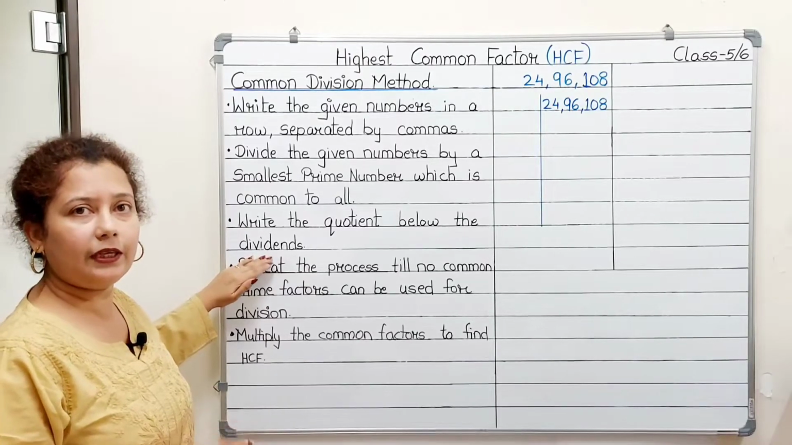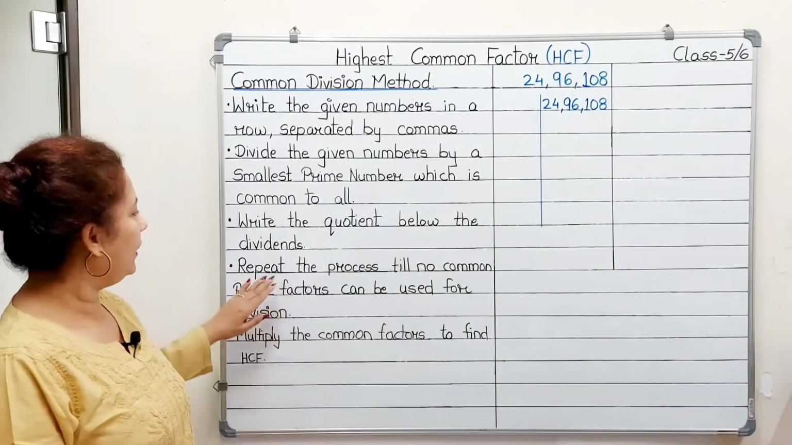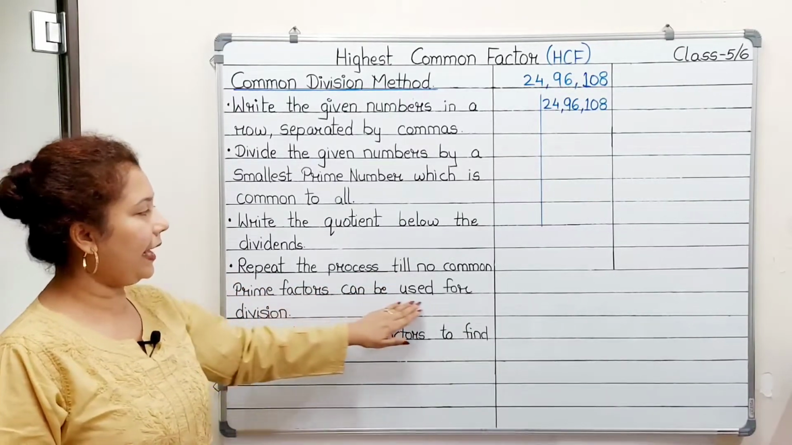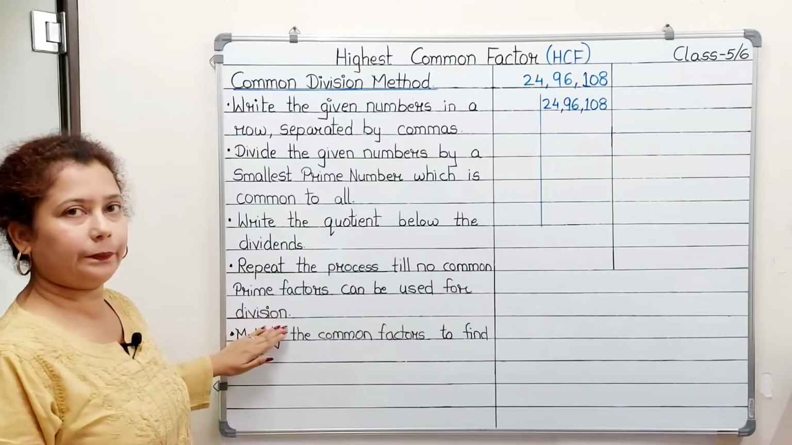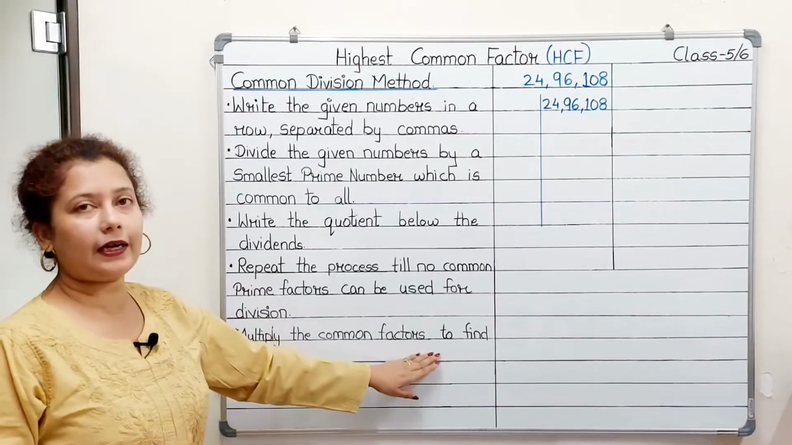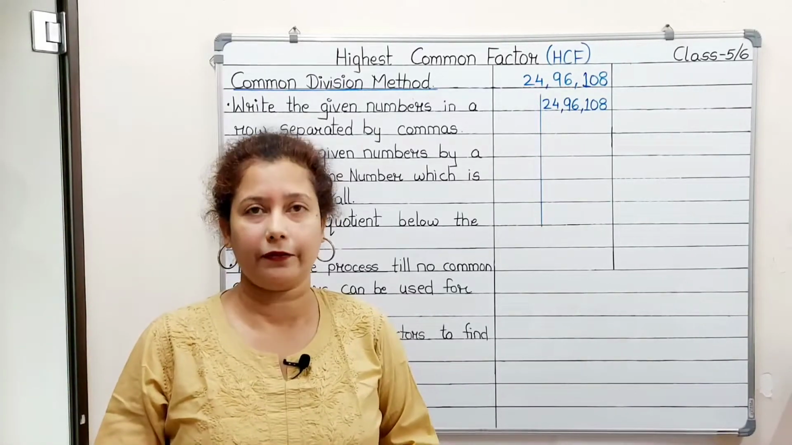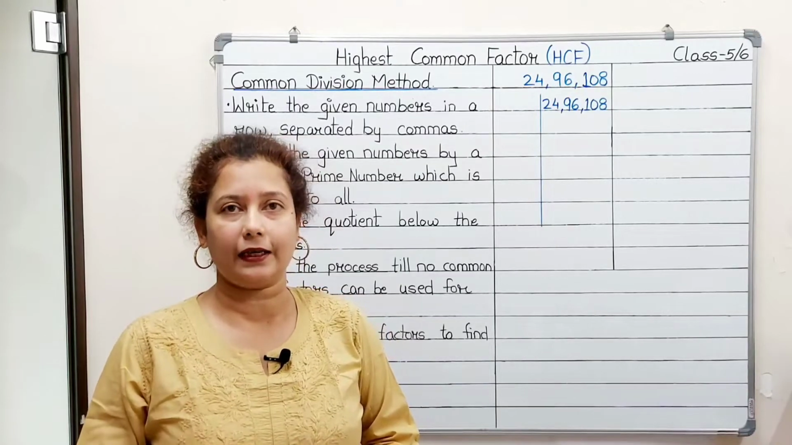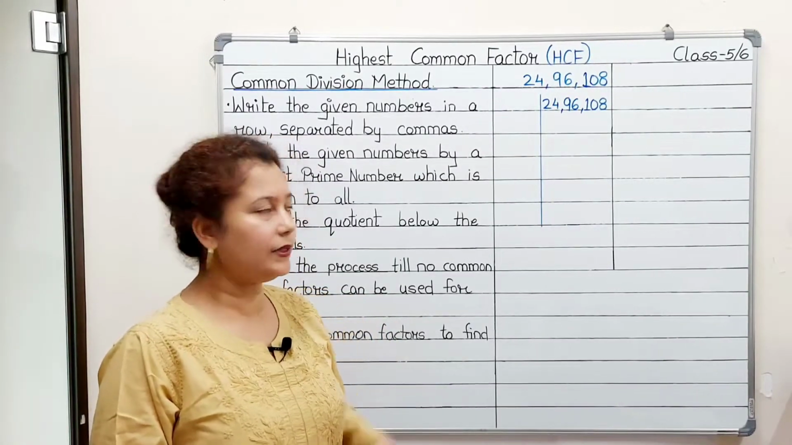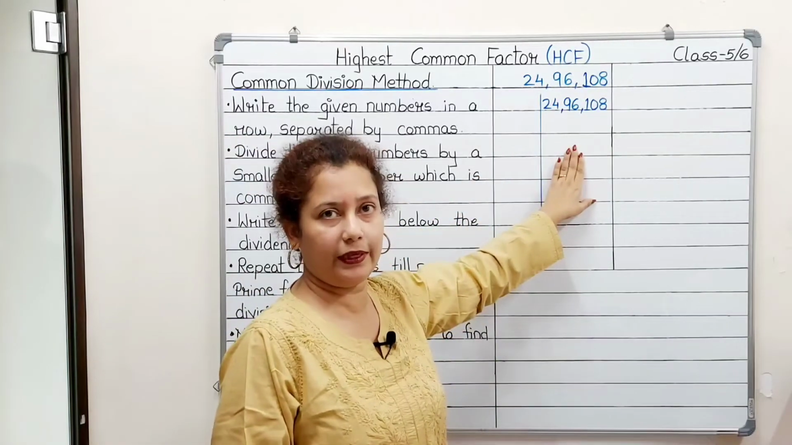This step is similar to the prime factorization division method. Repeat the process till no common prime factors can be used for division. Last step will be multiply the common factors to find the HCF. When we get all the prime factors, we will multiply that to get the HCF of the numbers. Now by using all these steps, we will find the HCF of these given numbers.